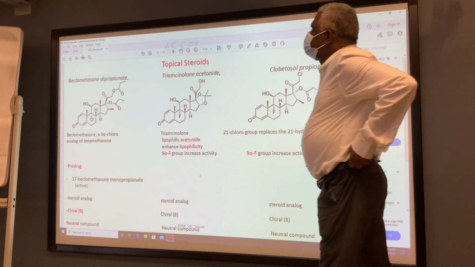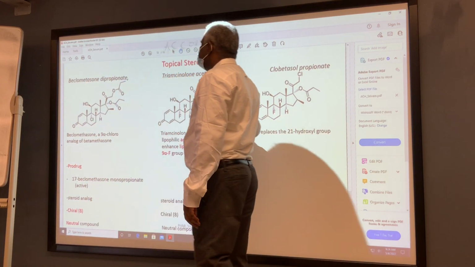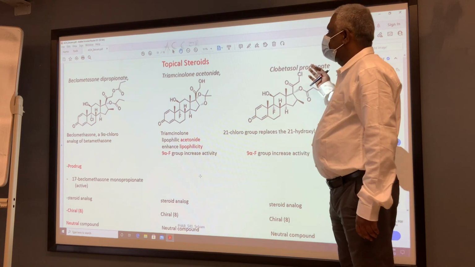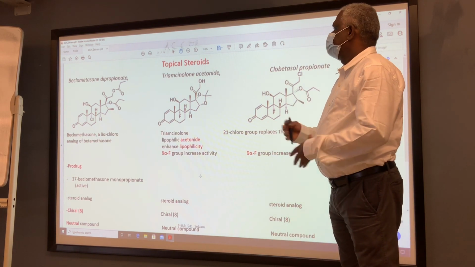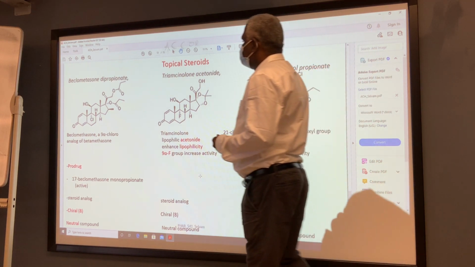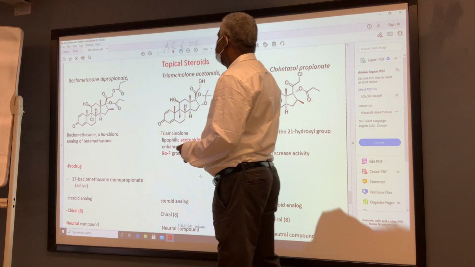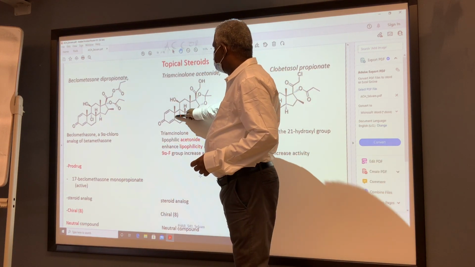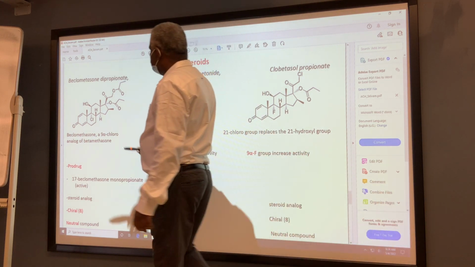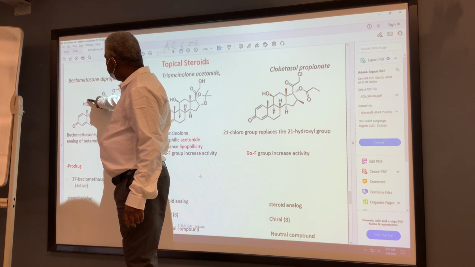Topical steroids: we have three of them here, beclomethasone, triamcinolone, and clobetasol. Clobetasol is considered the most potent steroid used topically. The difference is that in beclomethasone we have a chlorine, and in triamcinolone we have a fluorine. The chlorine is responsible for the potency. When you have an electron withdrawing group, chlorine, it takes electron density from the carbonyl carbon, the hydroxy oxygen.